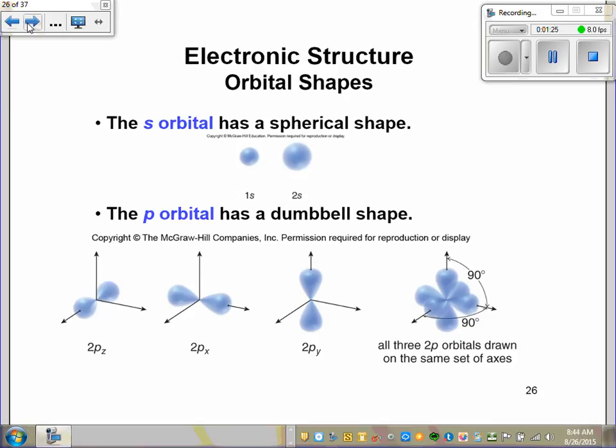If I said a P subshell, 2P, you see they're dumbbell shaped. And there's 3 of them, one along each axis, the X, the Y, and the Z. The last figure here is all 3 of them put together. So if I said the electron's in the 2P subshell, you know it's somewhere within one of these dumbbells. 3P are dumbbells, but they're bigger dumbbells. And 4P are even bigger dumbbells.